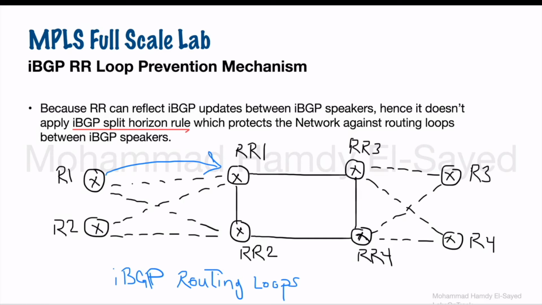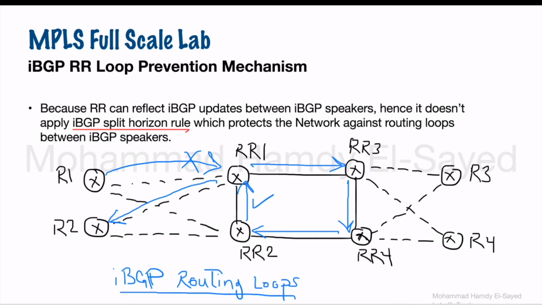If a BGP update is sent from R1 to RR1, RR1 would reflect the received iBGP update to R2 and can reflect this BGP update to RR3, and RR3 can reflect this BGP update to RR4, RR4 can reflect this BGP update to RR2, and RR2 can reflect again the original BGP update to RR1. If for some reason the BGP update is not coming from R1, RR1 would be able to accept the original BGP update that was coming from R1 from RR2. Therefore, iBGP routing loops would occur again here.